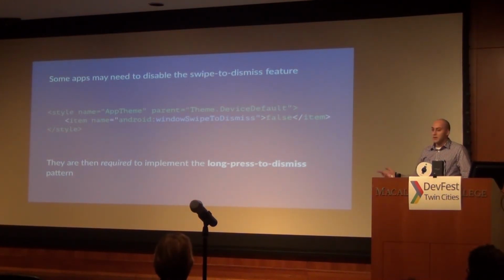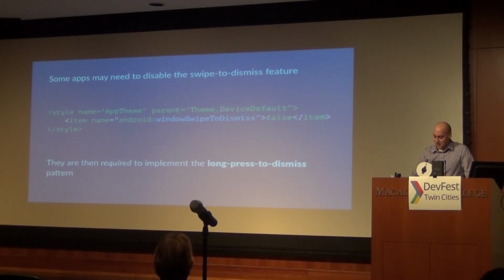Maybe swiping left and right is part of what your actual interface is, so you can't have that get rid of your activity. So what you can do is in the theme, you can just say swipe to dismiss is false, and that'll completely disable that. But then you are required by the design guidelines to implement the long press to dismiss pattern. There's nothing they can do to force you to do it, but you're supposed to do it.